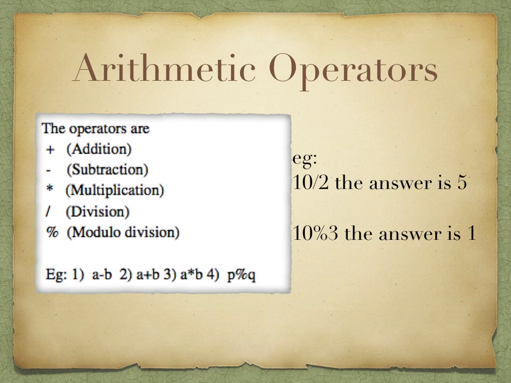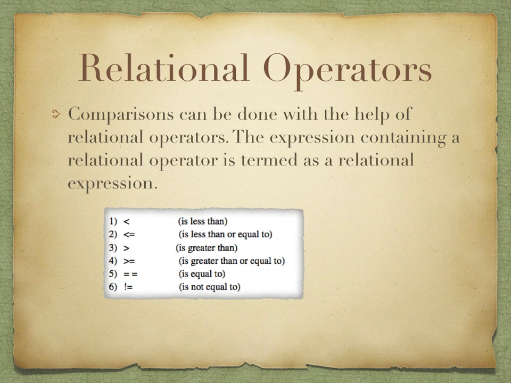Now we'll move to the next type of operator, that is the relational operator. The relational operators are mainly used when you want to compare two values. Comparison means it can be checking whether two numbers are greater or not, checking whether two numbers are equal or not. For all these things in your program you will use the relational operators.